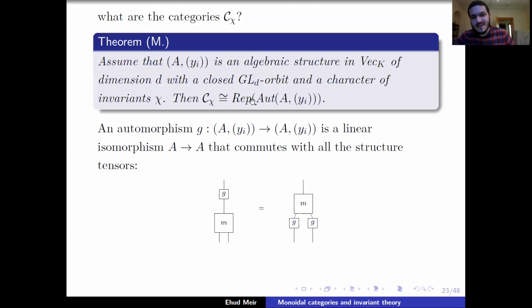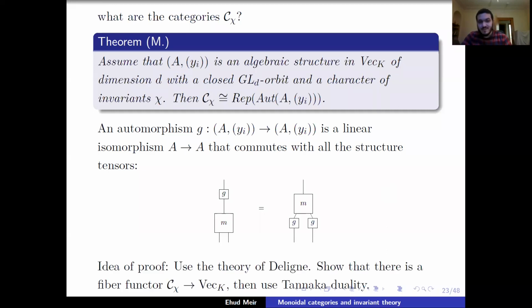Okay, so what do we mean by aut A, yi? So yi, I remind you, they are always just a bunch of tensors like multiplication, co-multiplication, a specific endomorphism, and so on. And an automorphism is a linear isomorphism from A to A that commutes with all the structure tensors. So for example, for multiplication M, it means that if I first do multiplication and then apply, let's call it G, or I first apply G and G to the two entries and then apply M, I get the same thing. This is exactly the same as saying automorphism of algebras, automorphism of co-algebras, linear endomorphism, something that commutes with a linear endomorphism, and so on.